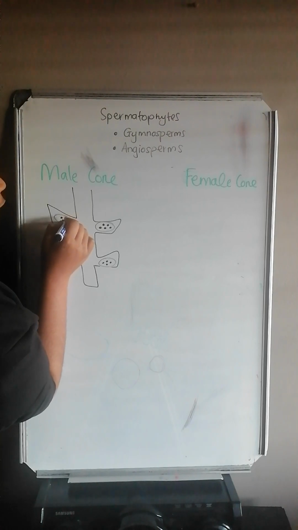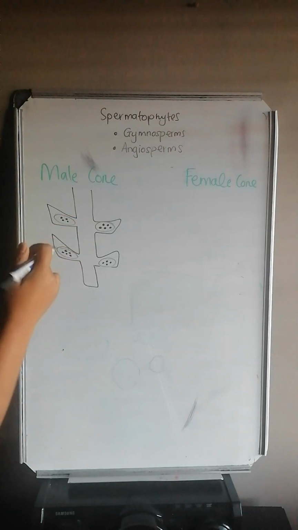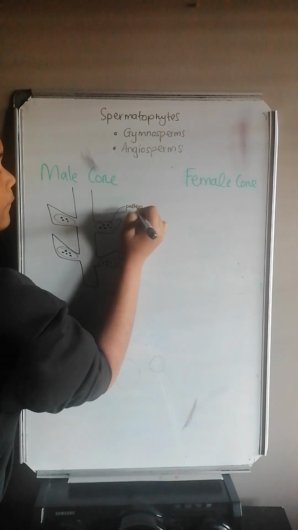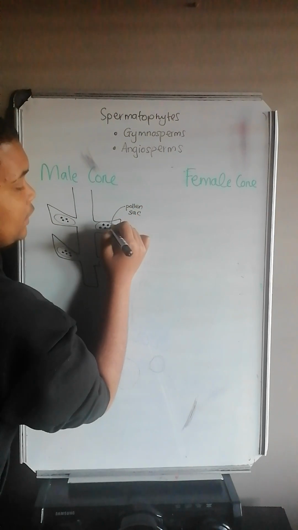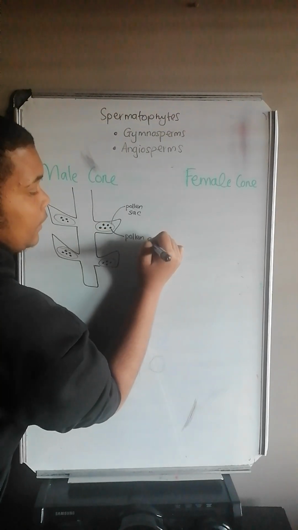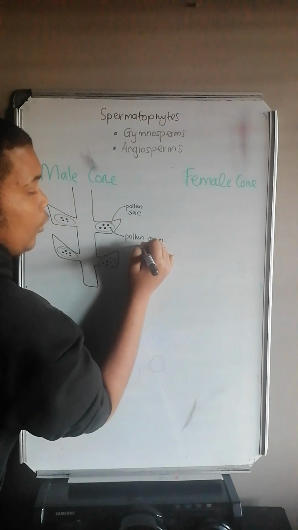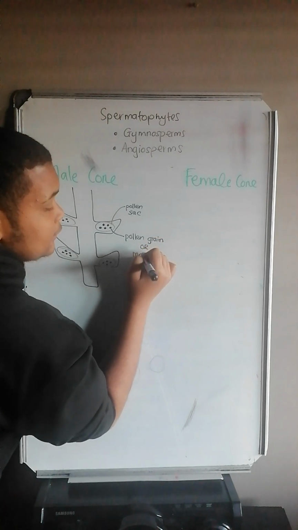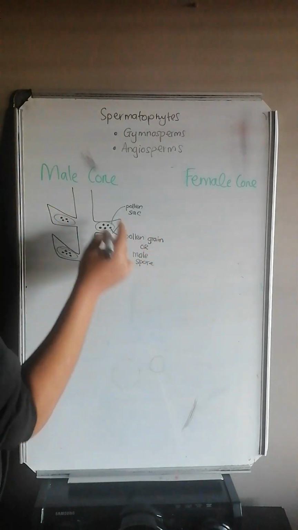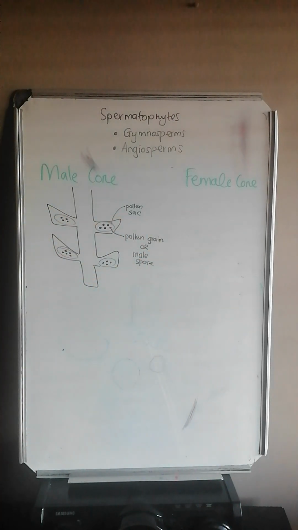Inside of these pollen sacs we see pollen grains, so this is your pollen sac. Then we see these dots here are pollen grains, or we call them male spores. I wrote pollen grain and male spore because I'm referring to one only, but they are pollen grains and male spores.